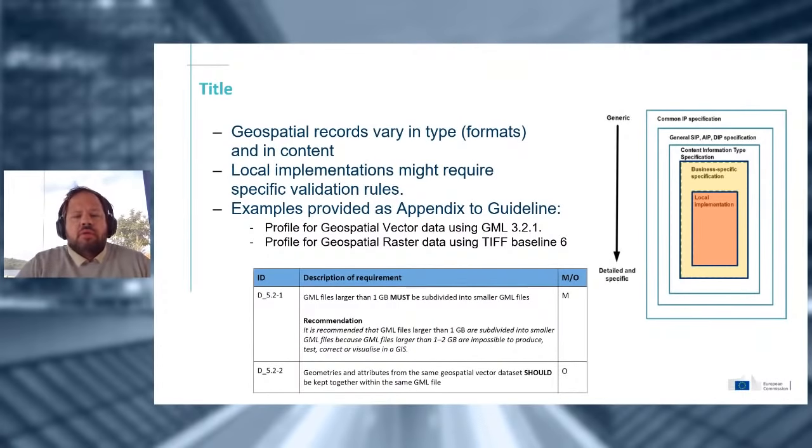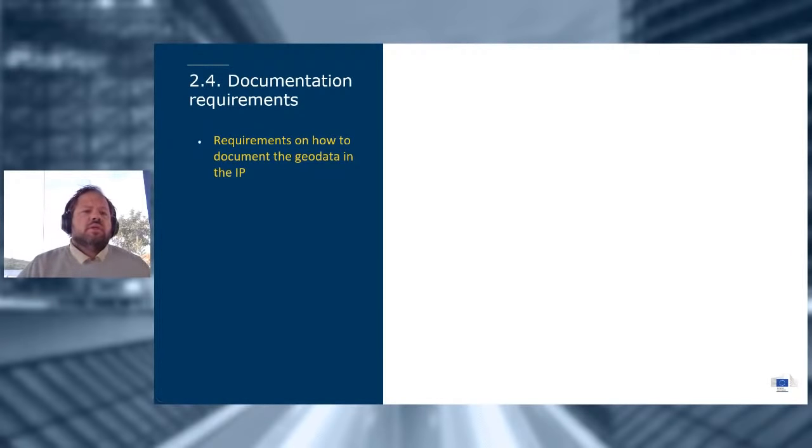So if you want to learn more about it, look at the profile for geospatial vector data using GML 3.2.1. And there's another one for the raster data using TIFF baseline 6. And in the bottom, you see how the requirement looked like. And one of the requirements that is specific to a local implementation is that the GML file should not be bigger than 1 gigabyte. Now, someone can use GML files bigger than that. But on the other hand, this is what the local implementation actually requires. So here you see how these profiles can actually benefit you. And if you develop your own, we would like to share them among the community so that we can all create better validation requirements.